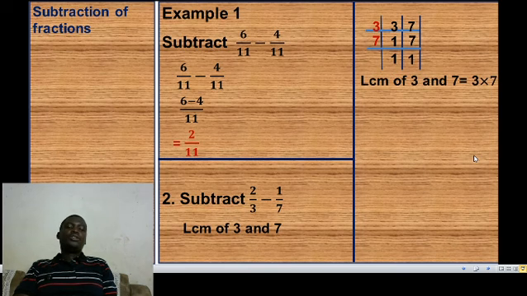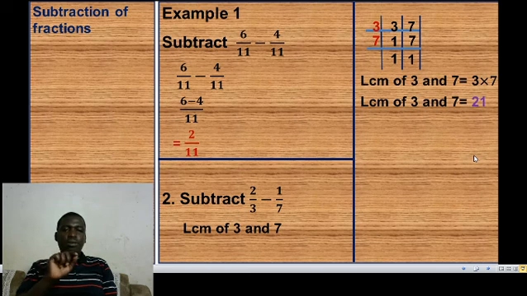Okay? So when you multiply 3 by 7, what is our answer? Our answer is 3 times 7 is 21. So the lowest common multiple, the smallest number that is a multiple of 3 and at the same time a multiple of 7, is 21. So if we have our LCM as 21, we are now free to continue with our work.